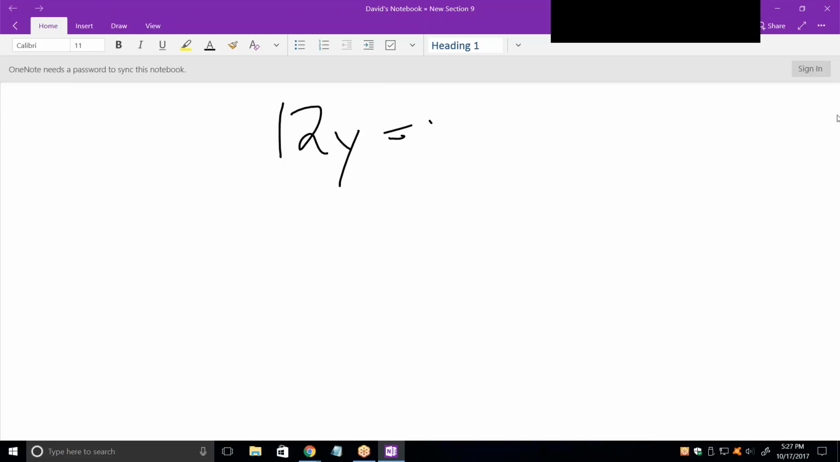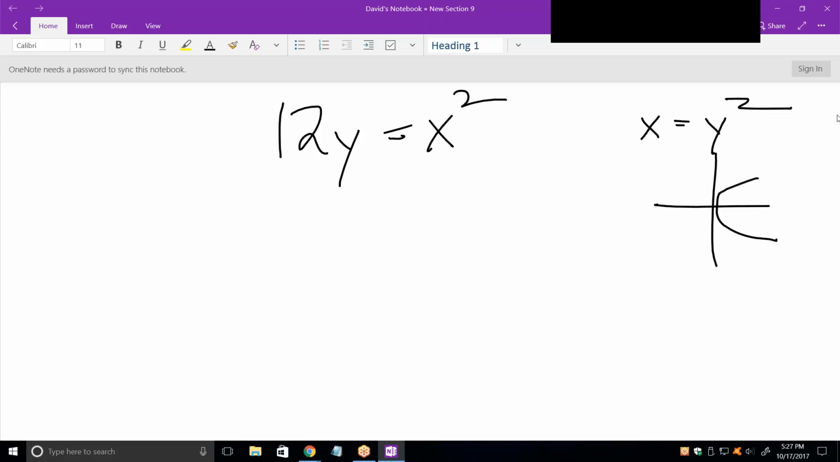Here's what we have: 12y equals x squared. Immediately that tells us it's either opening up or opening down. For it to be left or right, it would have to be x equals y squared. See the difference? This is left or right. This is up or down. Now, everything else we did was correct.